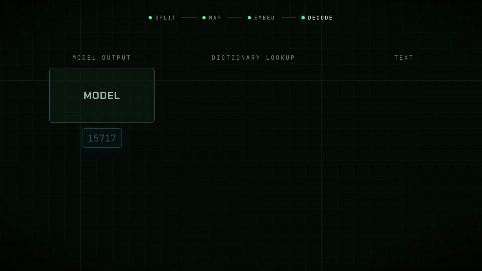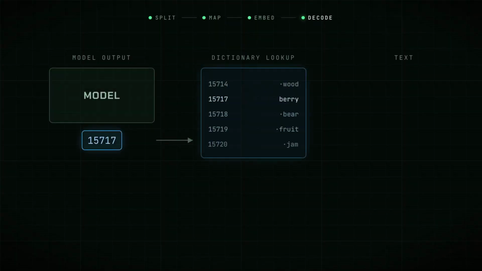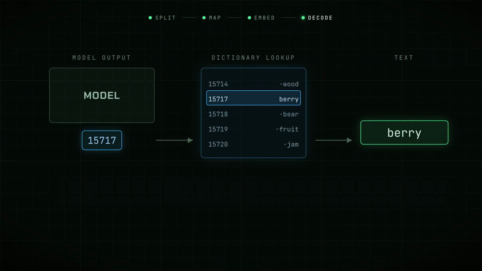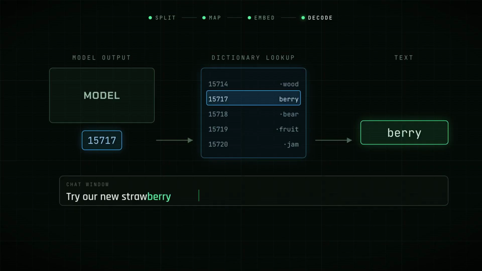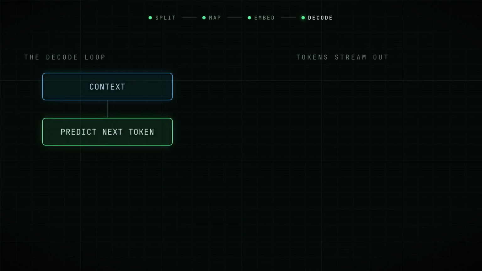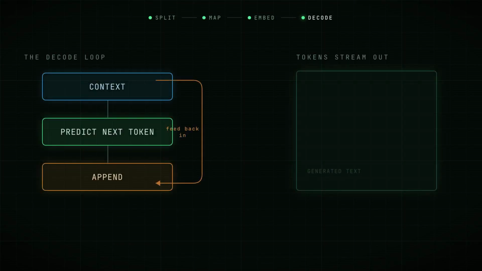Step 4. Decode. The model predicts the next token as an ID. Look that ID up in the same dictionary and you get text back. That is the word appearing on your screen. And it does this one token at a time. Predict a token, add it to the text, feed everything back in, predict the next. Token by token, your whole answer gets built.